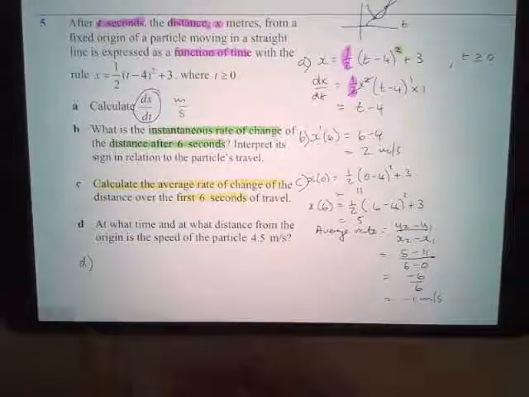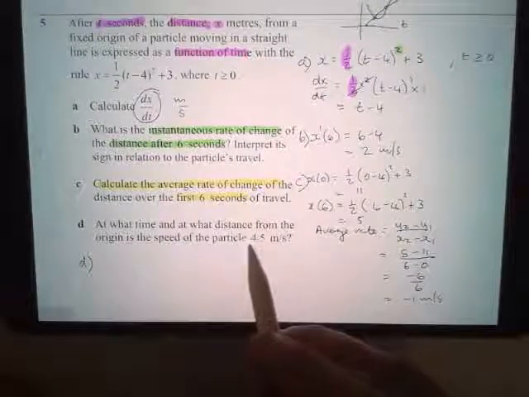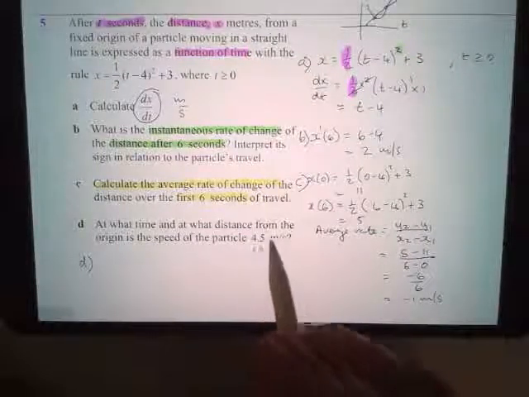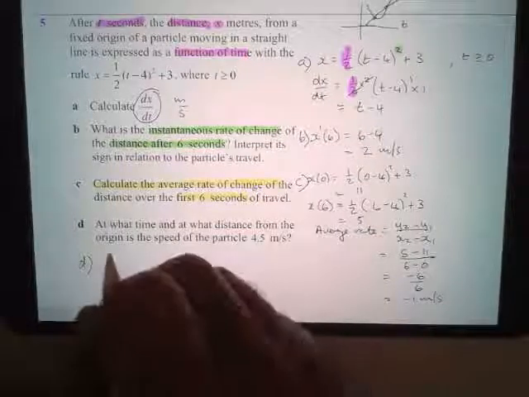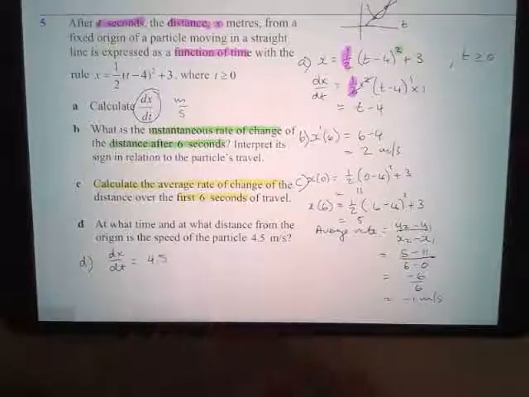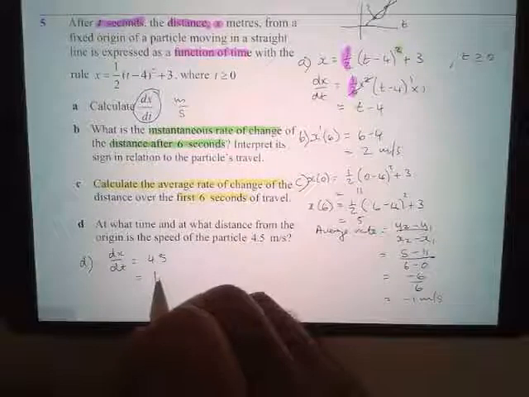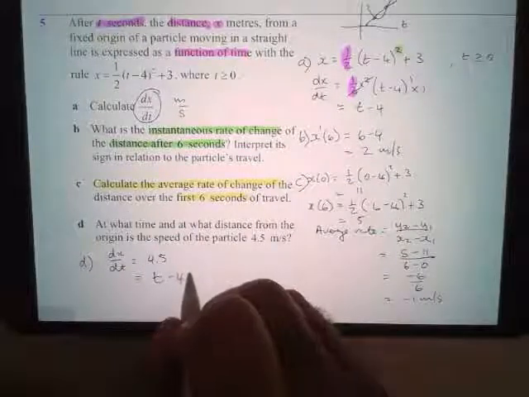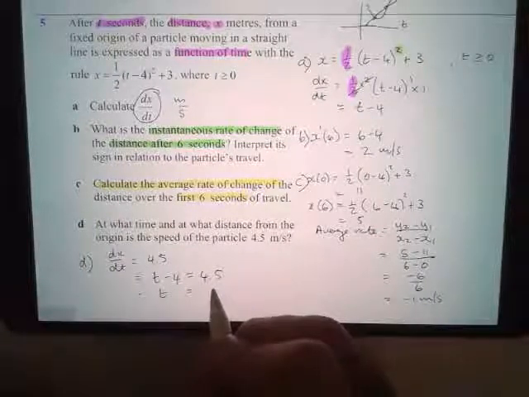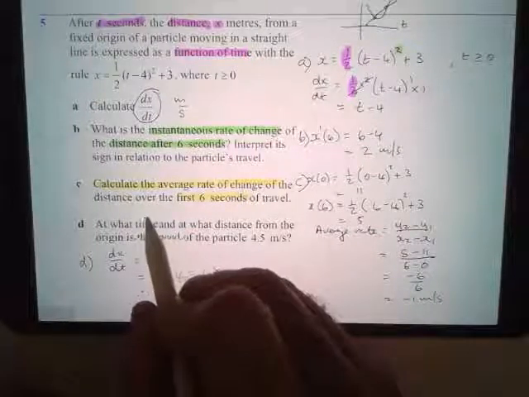For D, at what time and at what distance from the origin is the speed of the particle 4.5 meters per second? Now remember, speed in meters per second means that is the instantaneous rate. So that is when dx dt equals 4.5. Now what is dx dt? I know dx dt is t minus 4. So when t minus 4 equals 4.5, what is t? The minus 4 goes over, it becomes plus 4. So t is 8.5. Now we know the time.